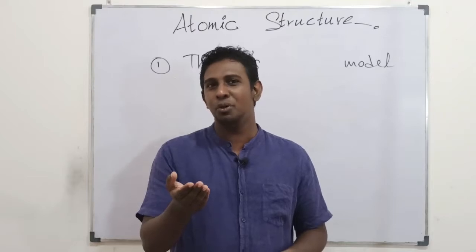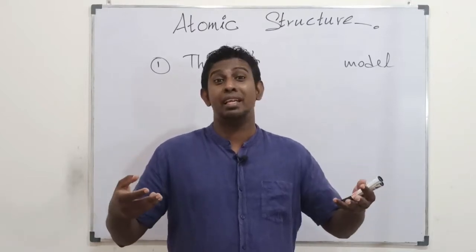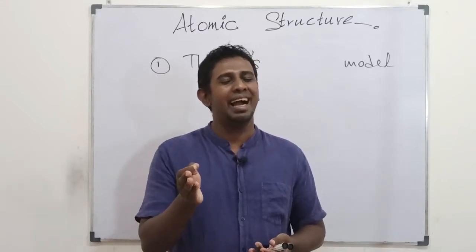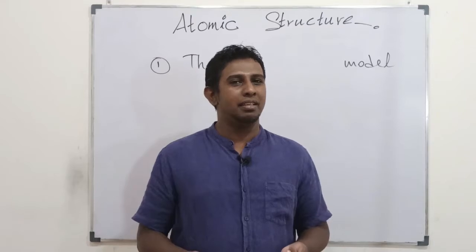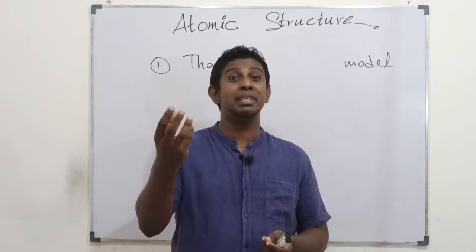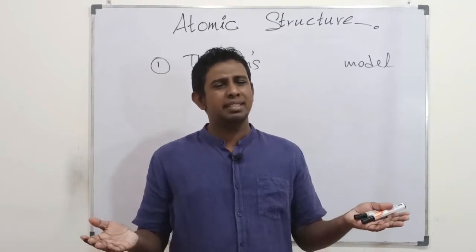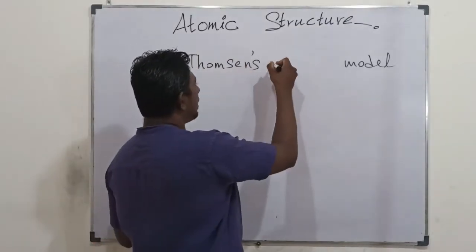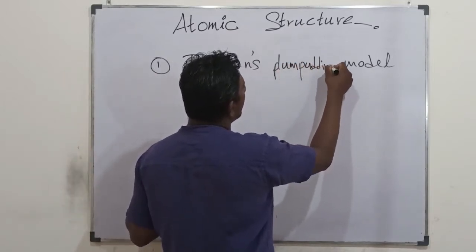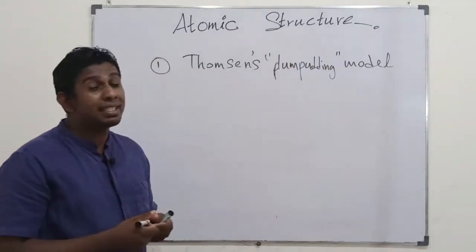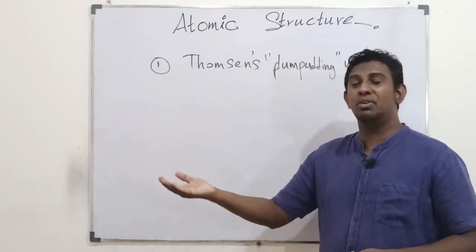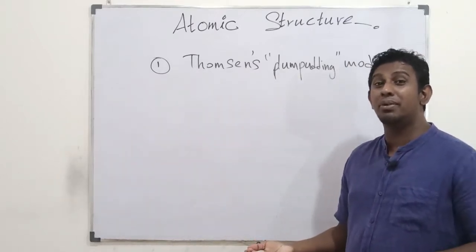Hope you have seen, hope you have experienced, hope you have enjoyed plum puddings. Within an atom you find electrons there as plums in a pudding. So it was his idea, therefore we call it Thomson's plum pudding model. Okay, that was the first model, just before the finding of the neutrons and protons.